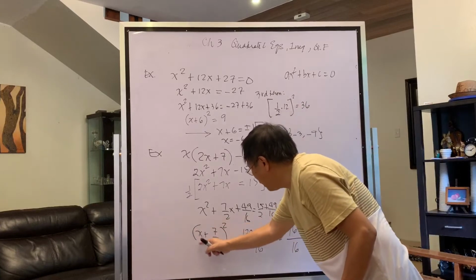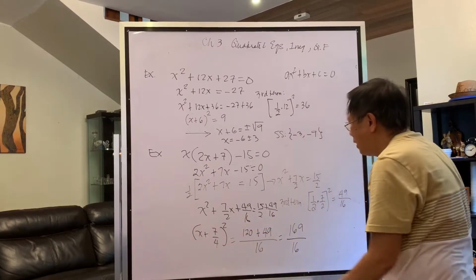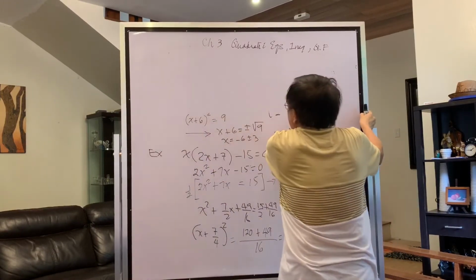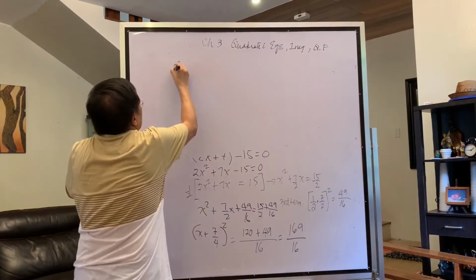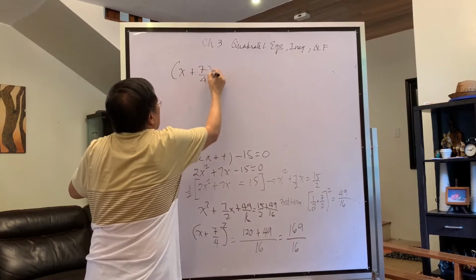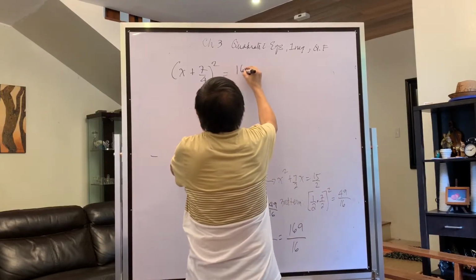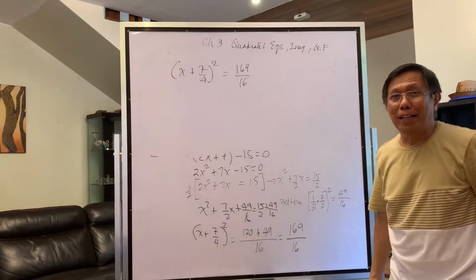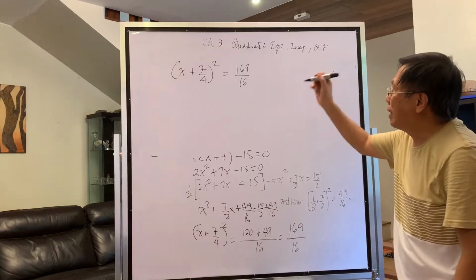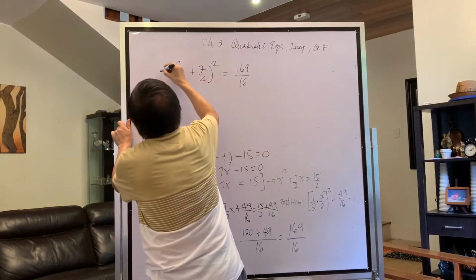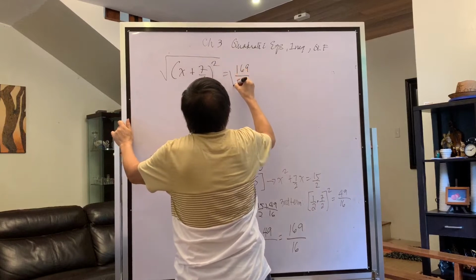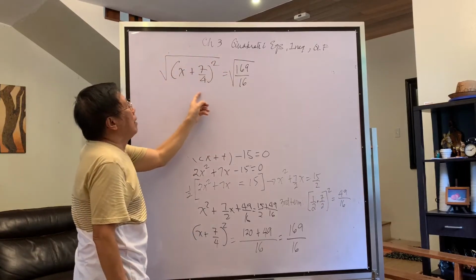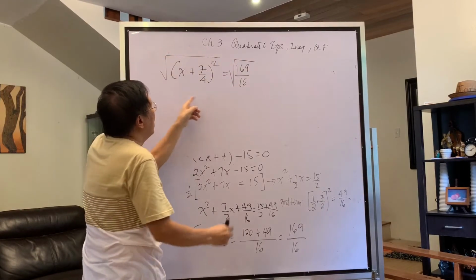Notice that we can now apply either extracting roots or definition of absolute value to solve for the value of x. Okay, I have here x plus 7 over 4 squared equals 169 over 16. What if we want to apply absolute value definition here instead of extracting roots? What I will do is just introduce the square root symbol here, and then I can rewrite this in absolute value form by the definition.